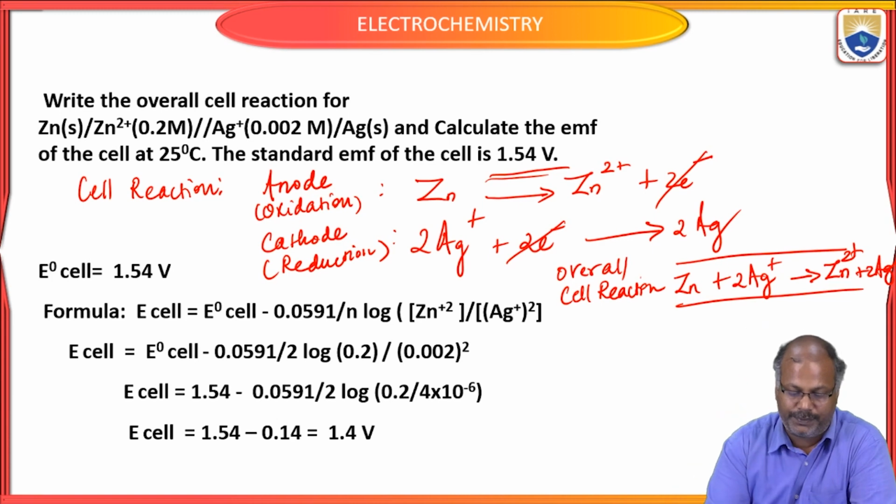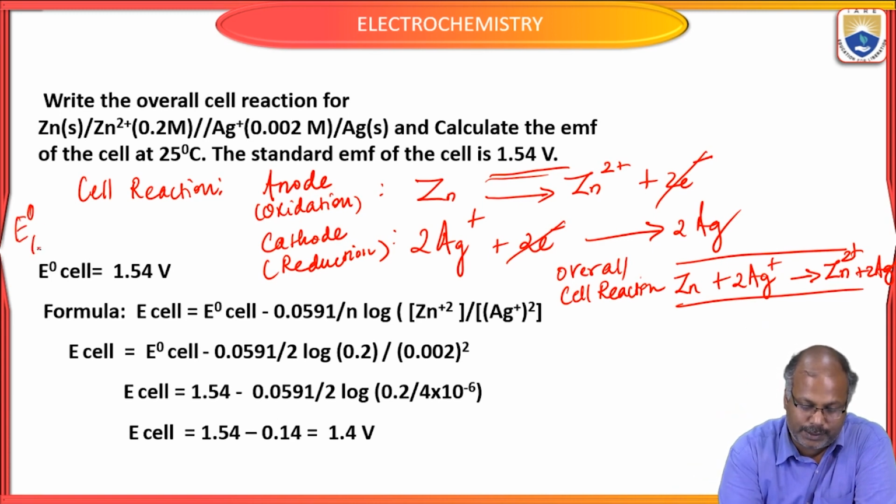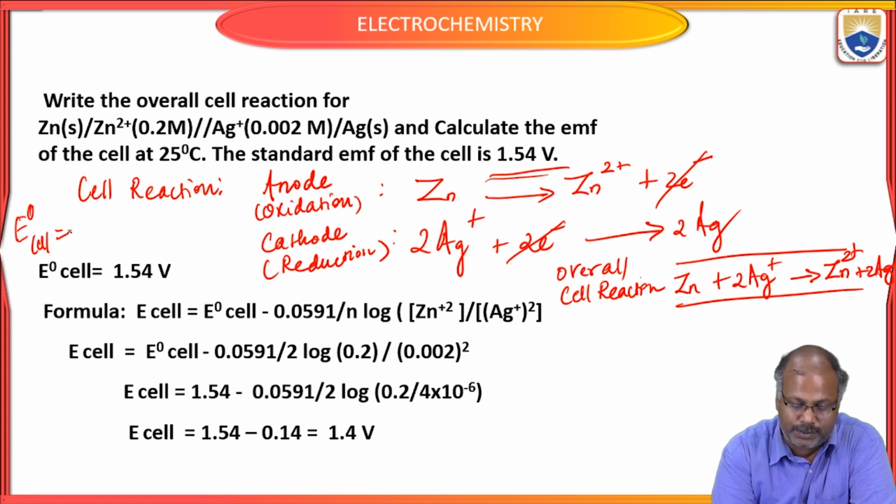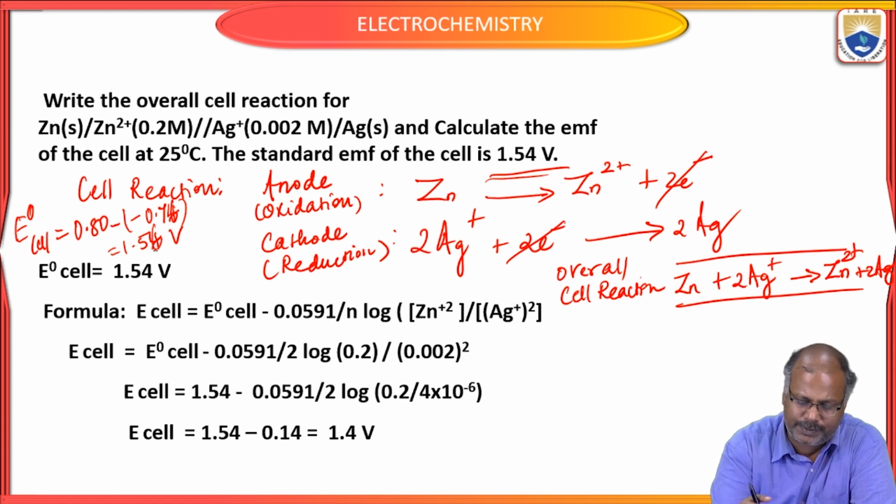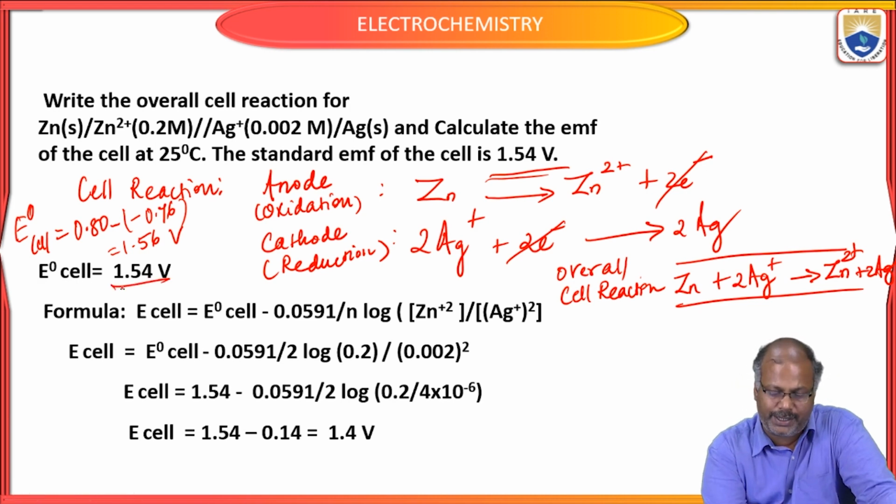So 1.54, how it comes? E0 cell, standard EMF of the cell, is equal to reduction of cell 0.80 minus of minus 0.76, which is equal to 1.56 volts. Actually it is 1.56, we can take it as 1.56 also. Okay. But given is 1.54, so we have taken 1.54.